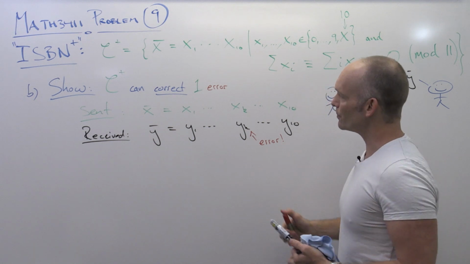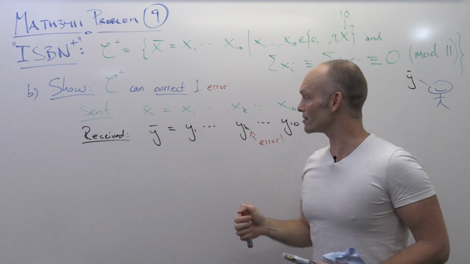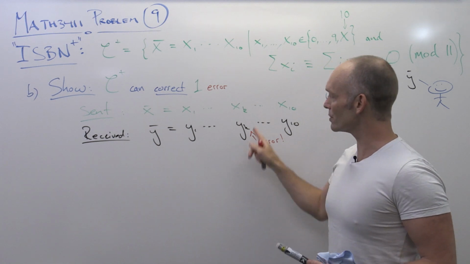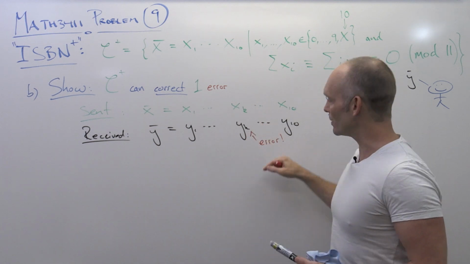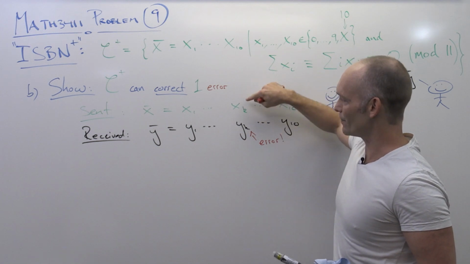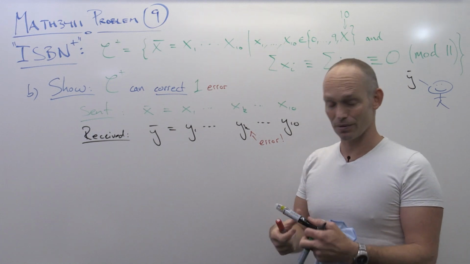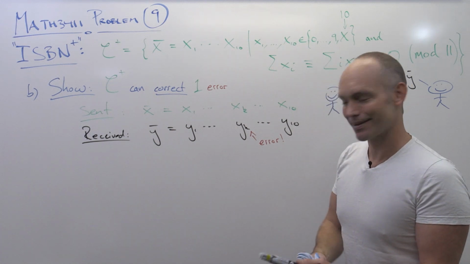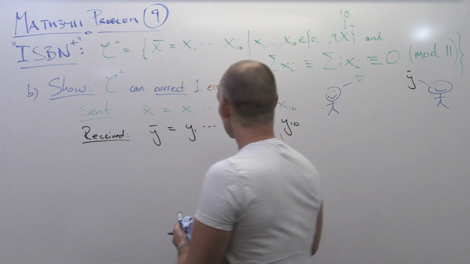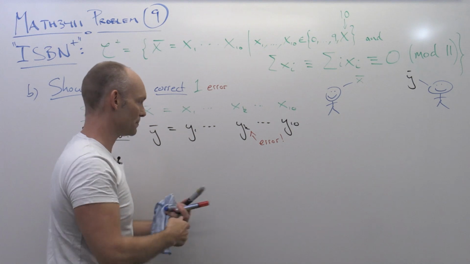Okay, now if we want to show that we can correct one error, then we need to do two things. We need to figure out where the error is, in other words the value of k, and we also need to figure out the difference between x and y, so how much they differ, and then we can use that to correct. So that's all we need to do, so let's do that. Okay, well, we can use what we've got here.